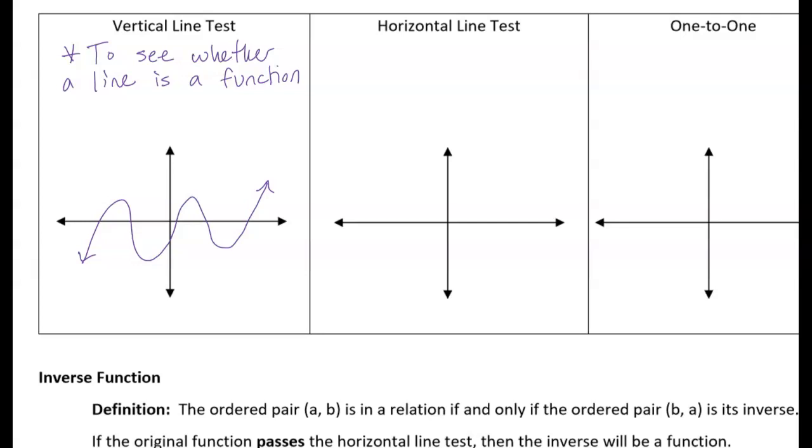I'm going to introduce something to you that is very similar, but instead of having a vertical line, we're now going to have a horizontal line. When we perform what is called the horizontal line test, instead of going left to right, you're going to go from bottom to top. Does anyone know what it means if a function can pass a horizontal line test?